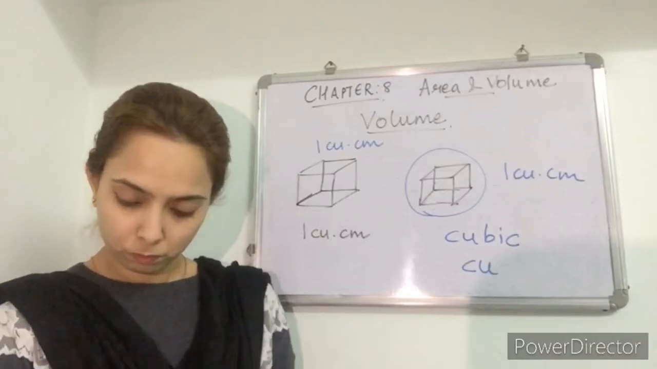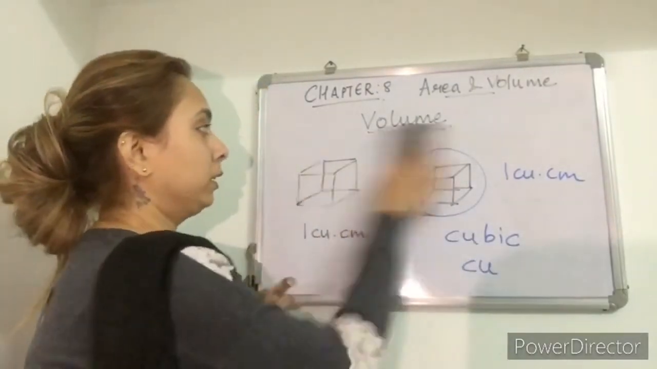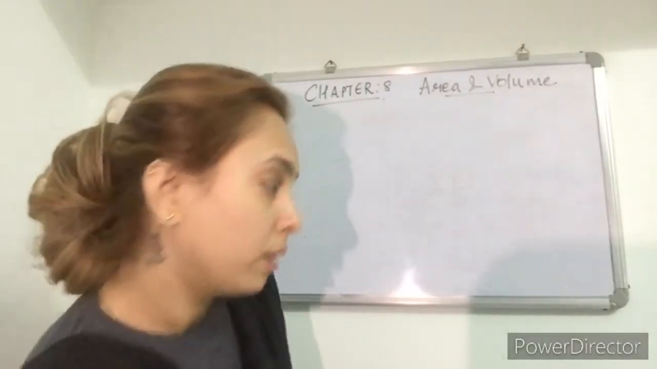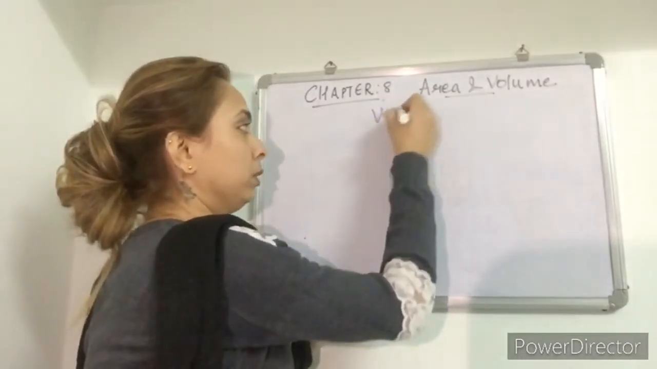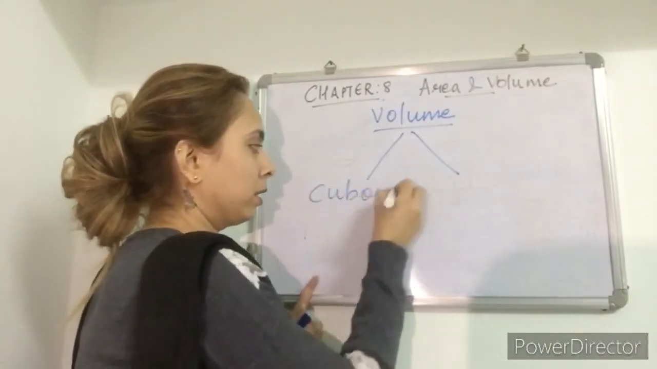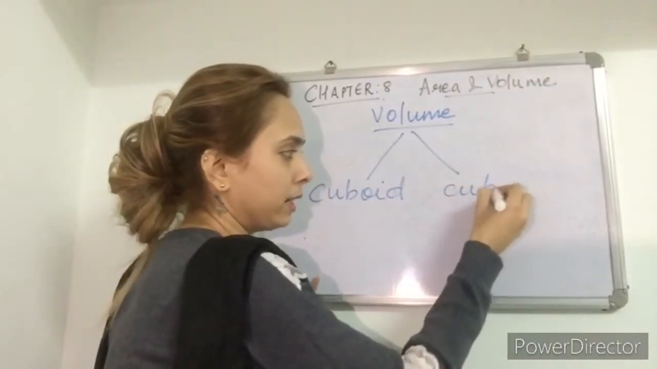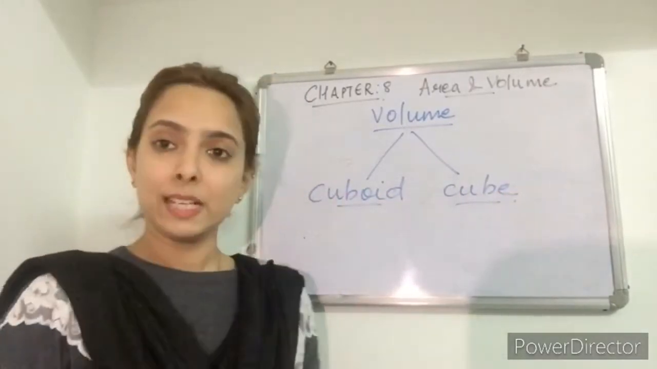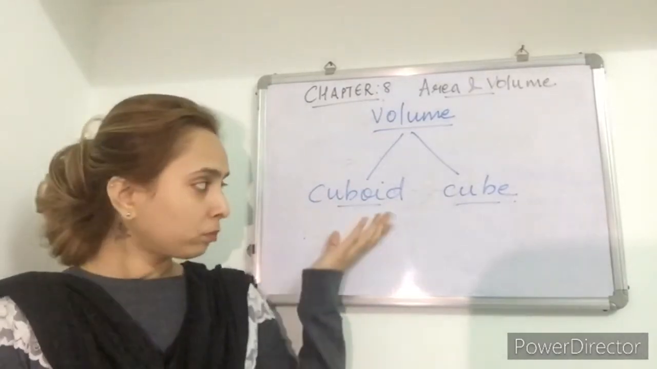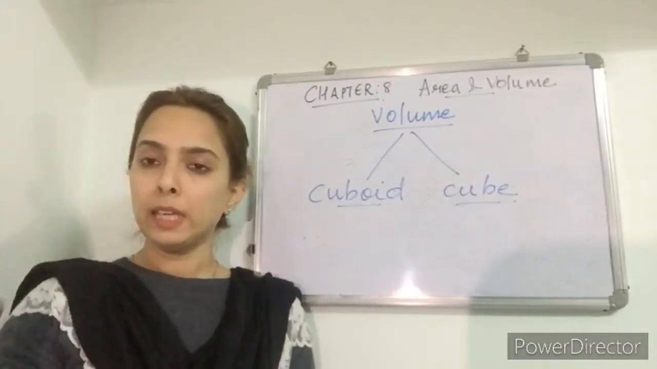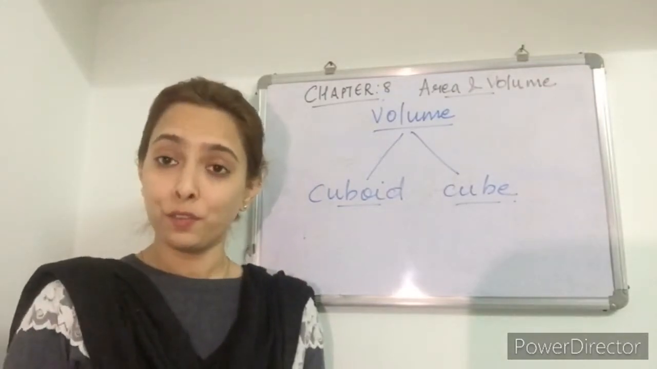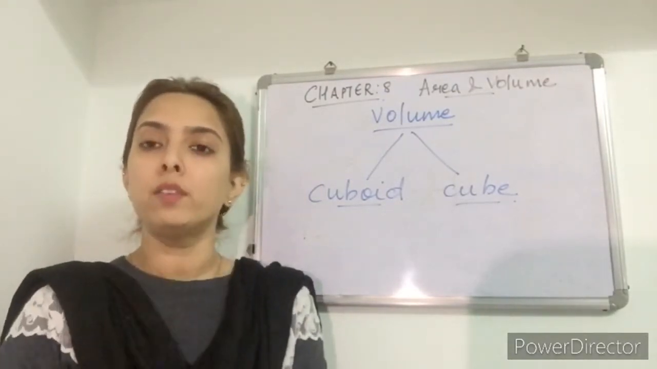So here volume has two shapes. While finding out the volume, we will be having two shapes. First is cuboid and the second is cube. So basically what cuboid is and what cube is. Cuboid has all the measurements different. The measurement in the cuboid will be different.